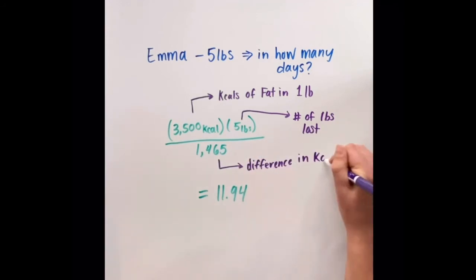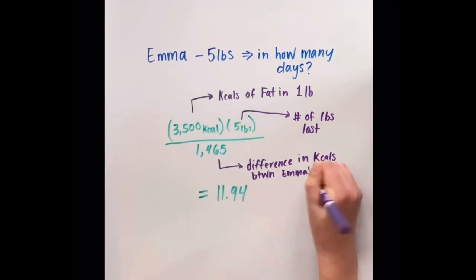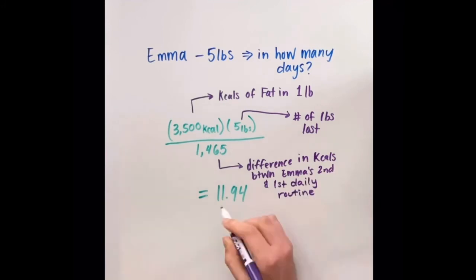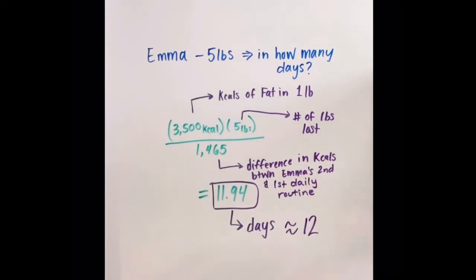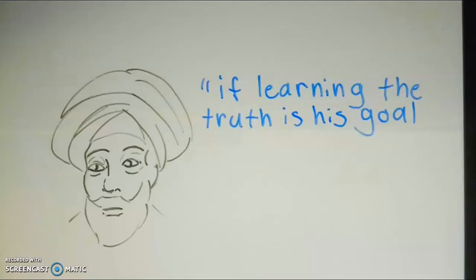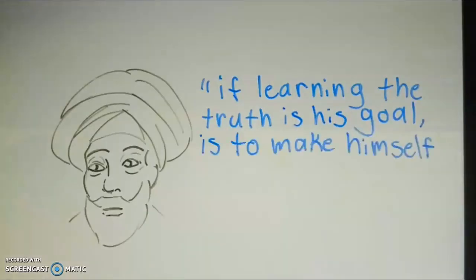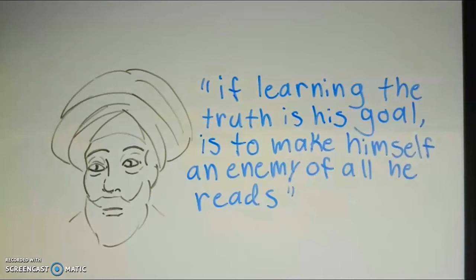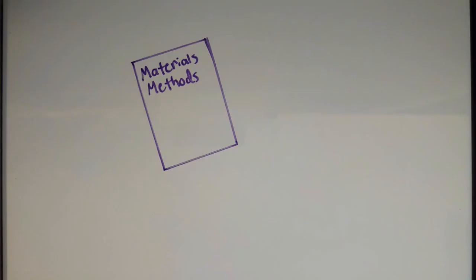This extreme increase in caloric expenditure enabled Emma to lose her 5 pounds in just 12 days, not recommended for long term. As Ibn al-Haytham once said, if learning the truth is his goal, is to make himself an enemy of all that he reads. Meaning, it's important for researchers to question what they read.